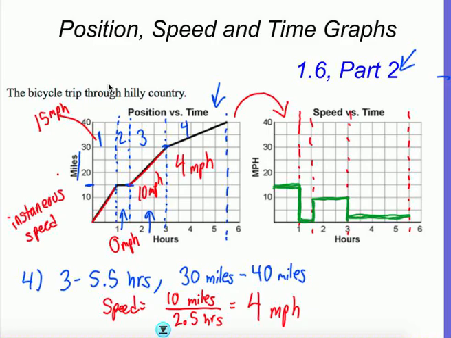This graph on the left didn't show any changing position. It didn't have any curves, so there was no acceleration. That's why all of our slopes on our speed versus time graph are flat, because there was no acceleration shown. He just instantly changed his speed. And that's how we analyze our position versus time graphs.